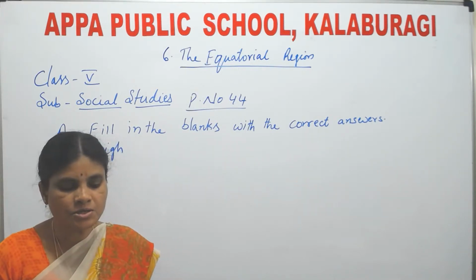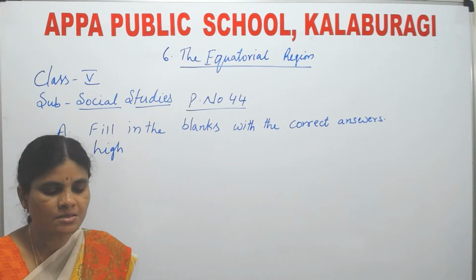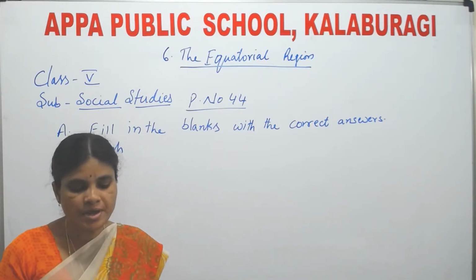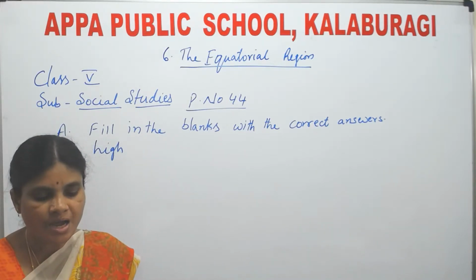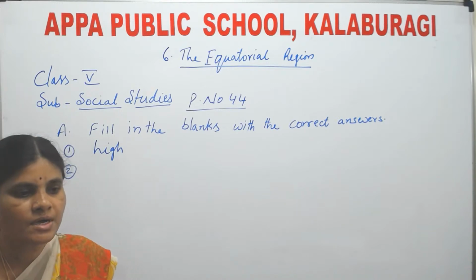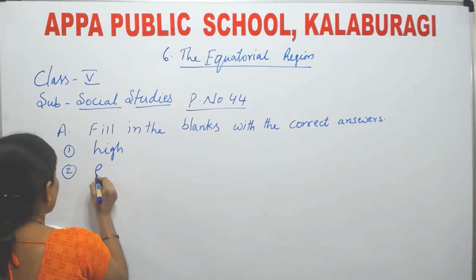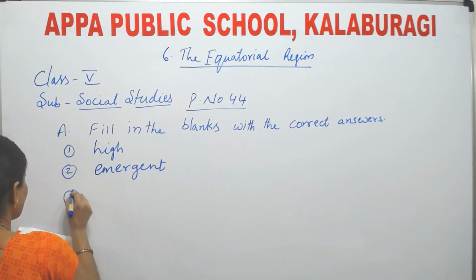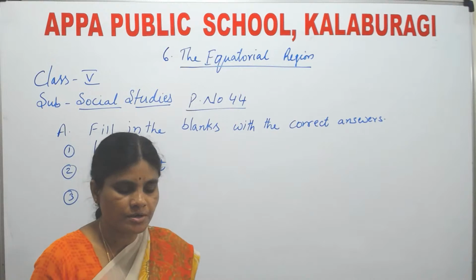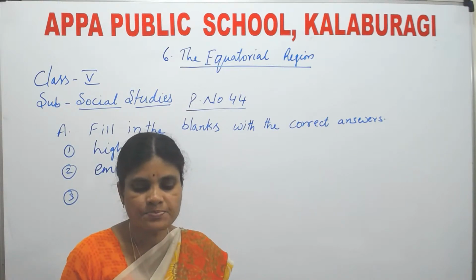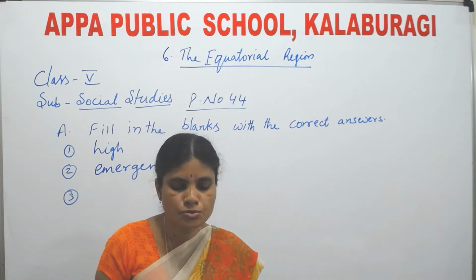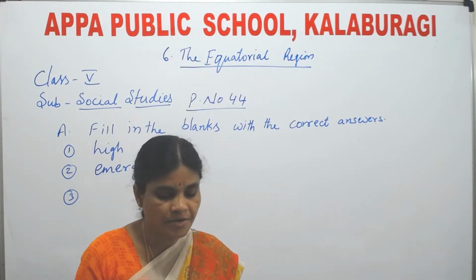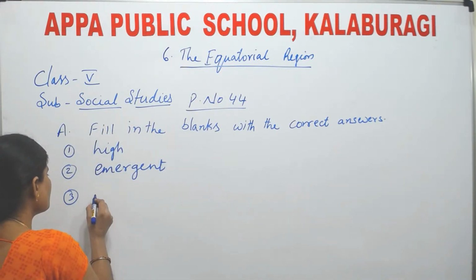Next, the second one: the tallest layer of the trees in the equatorial region is called dash layer. Here three options are given: emergent layer, divergent layer and insurgent. Which is the correct answer? Emergent is the correct answer. Next, third one: rainforests occupy dash percent of the Earth's surface. Here options 2, 3 and 4 are given. Which is the correct answer? 2 is the correct answer.